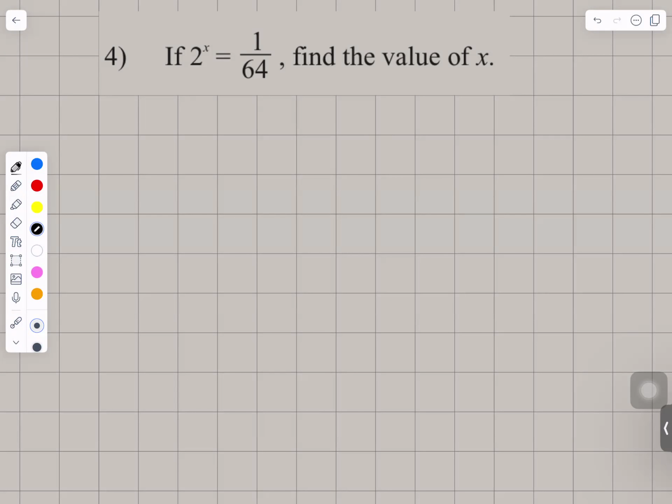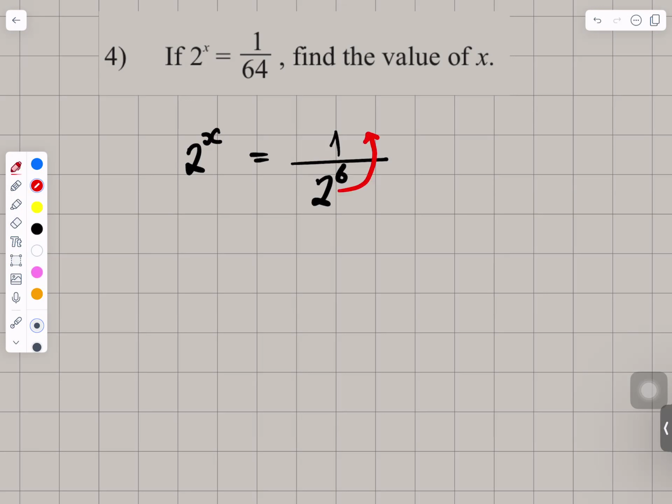Question 4. I'm glad there are some students who understand this type of question, and they can do it in some very quick methods. So 2 to the power x is the same as 1 over 64, and 64 is 2 to the power 6. 2 times 2 is 4, 4 times 2 is 8, 8 times 2 is 16, 16 times 2 is 32, times 2 is 64. So 2 to the power 6. And now we have to take this to the numerator.